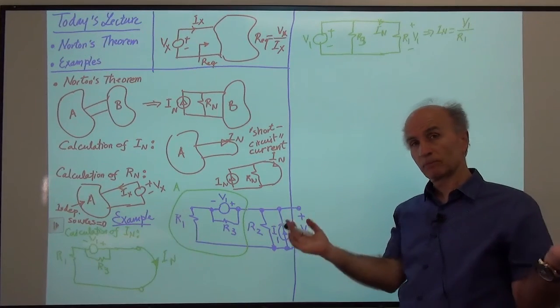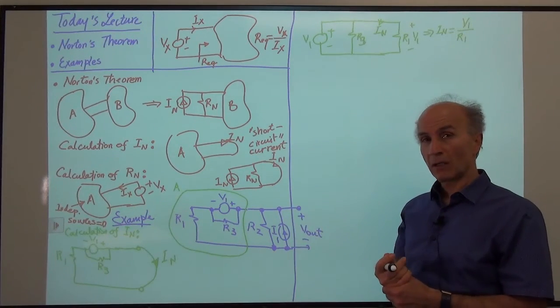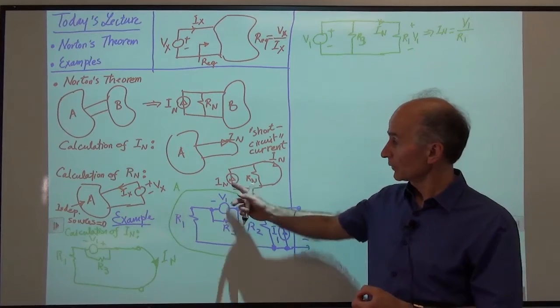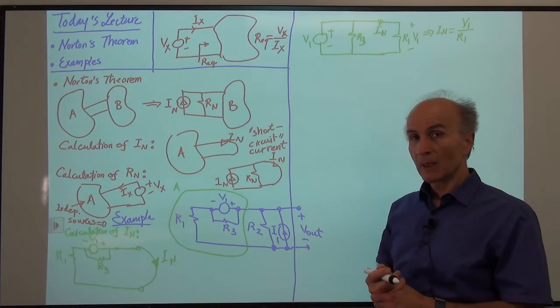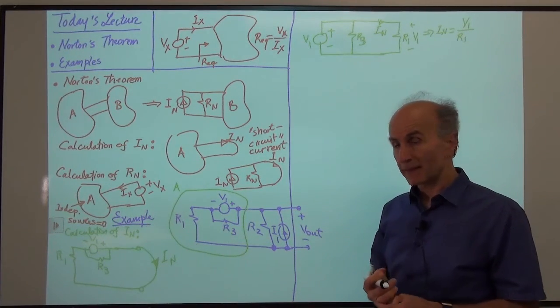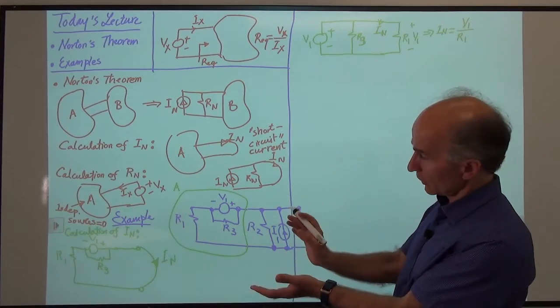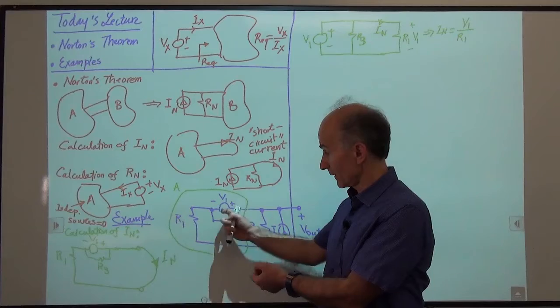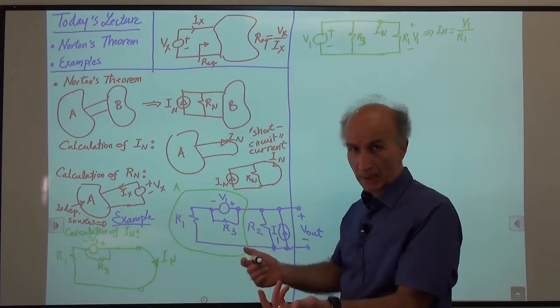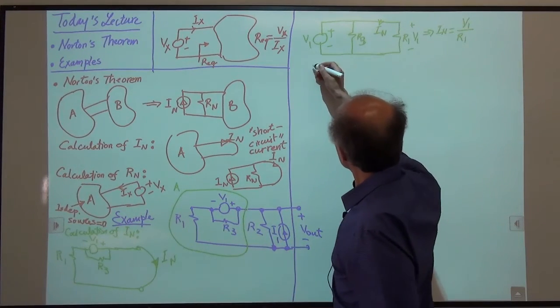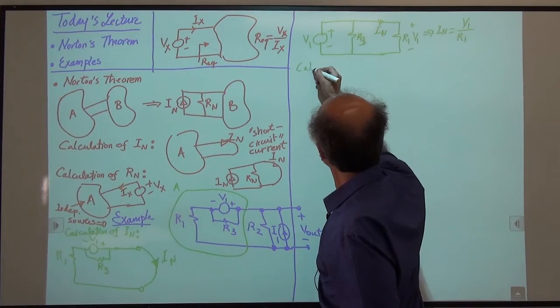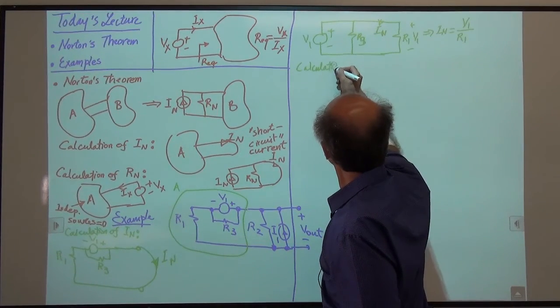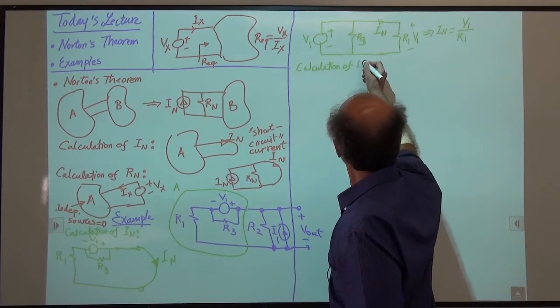All right, we're done with the current that is necessary in Norton's equivalent. Okay, so now we need to find the resistance. Again, Norton says take section A, kill all the independent sources. This source has to be set to 0, and then find the resistance. Okay, so calculation of R sub n.